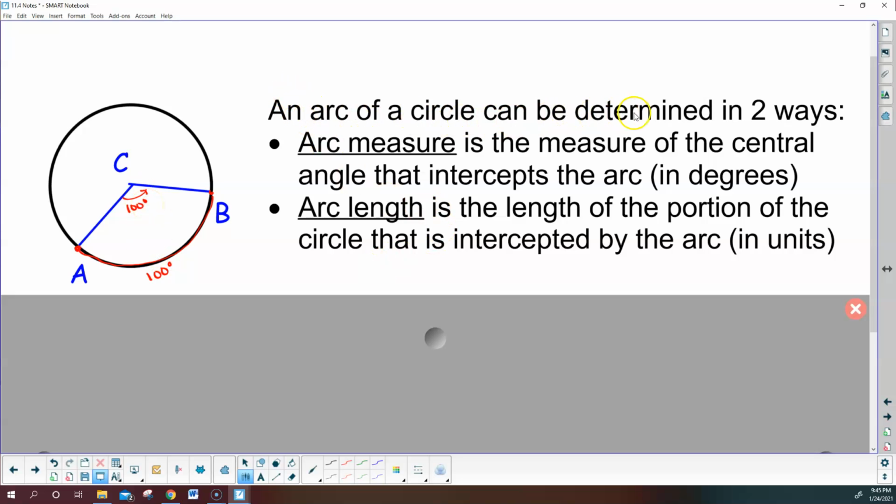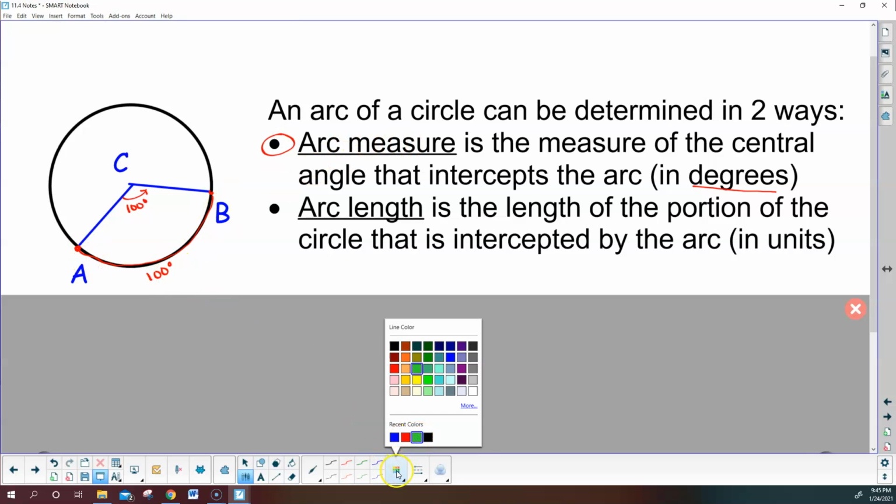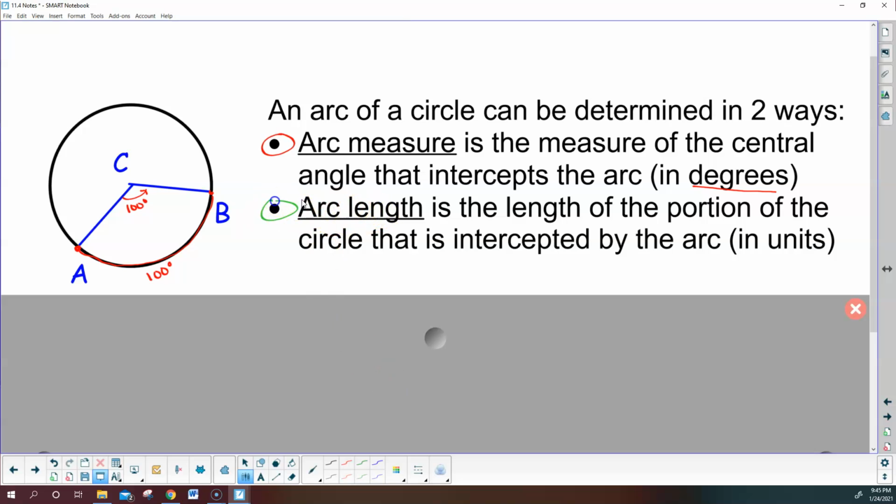So an arc in a circle can be determined in 2 ways. We can call it the arc measure, which is the measure of the central angle that intercepts the arc, in degrees. That's what I just did in red. This is the arc measure in degrees. But how long is that? When we talk about length, length has units, right? The arc measure is in degrees. But what about length? Well, that length connects to the radius. So let's say, I don't officially know, but let's say the radius is measured in inches.